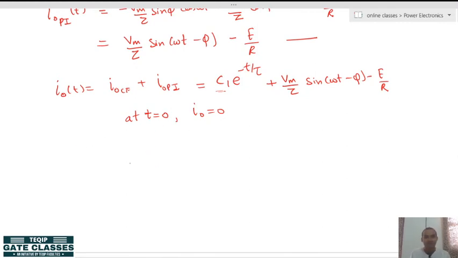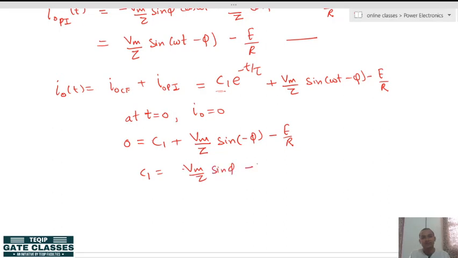Alright, so put this value, we will get 0 equal to C1 plus Vm upon z sin minus phi minus E by R. So when you solve it, we will get C1 is equal to Vm upon z sin phi plus E by R. Now put this value in this equation and we will get the complete solution like this.